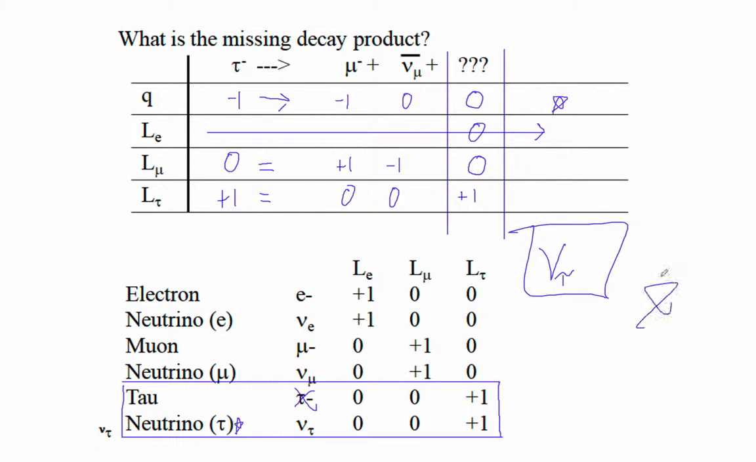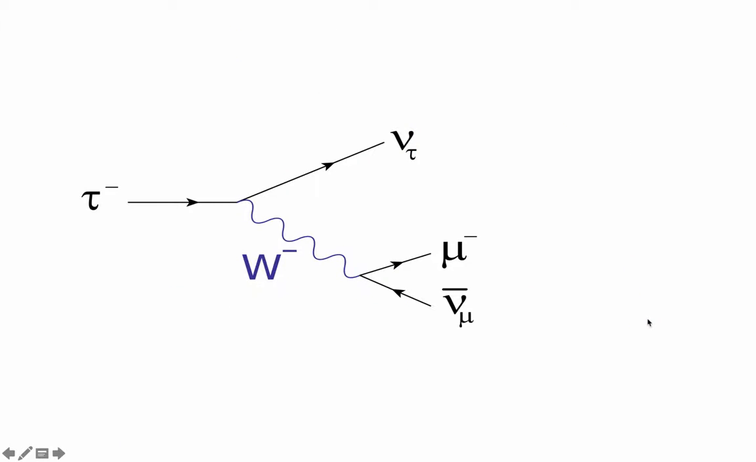That's our answer. This is a Feynman diagram of that, of course. You know, it's a Feynman diagram of everything, right? And so this tau particle decays basically into its neutrino. The W minus is what mediates this decay. And notice that the antiparticle is going back in time and space.